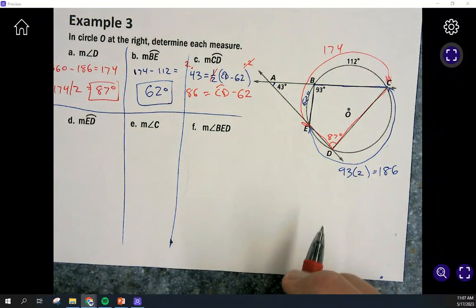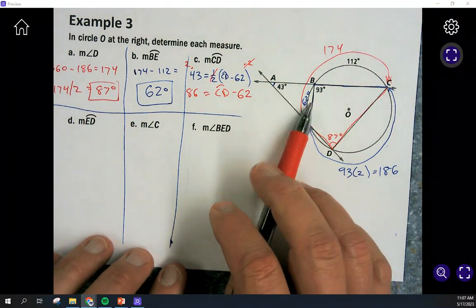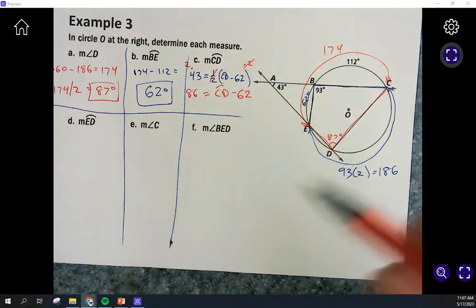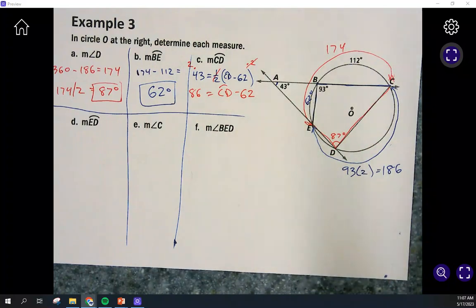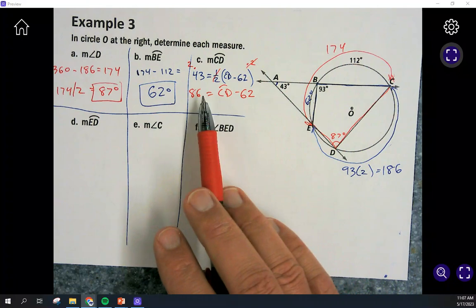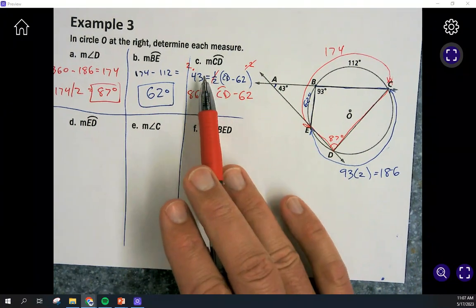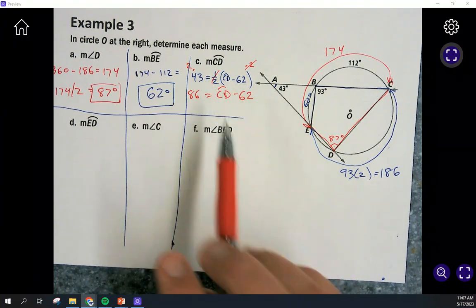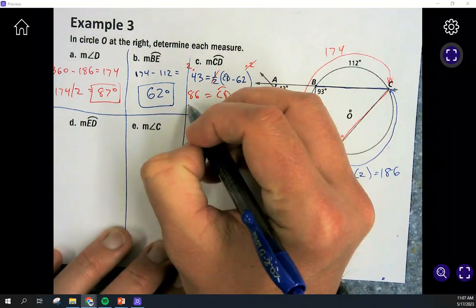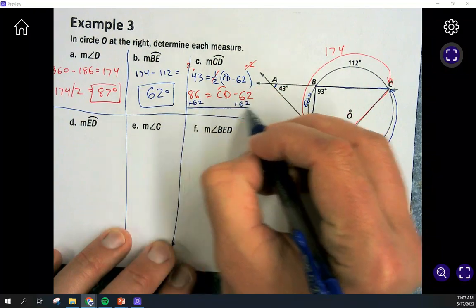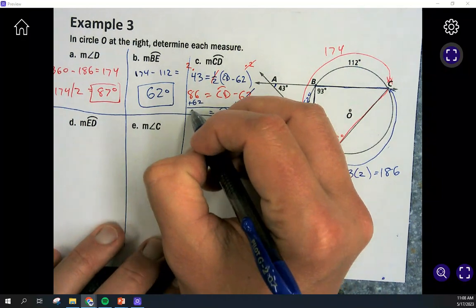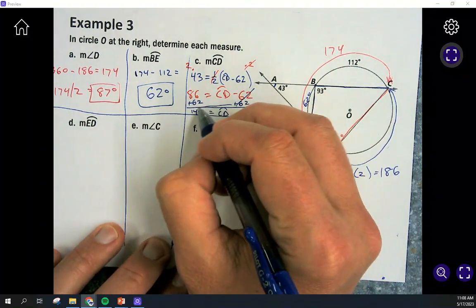Now, if you were reasoning through this, that would make sense. I'm subtracting these, and then I'm taking half of some number and getting 43. So if I want to work backwards, I would double 43, times it by 2, and get 86. And now I know that when I subtract these two numbers, I have to get 86 before I take half to get 43. So algebraically, just looking at this, you can see I'm just going to add 62 to both sides. And CD is equal to 148.